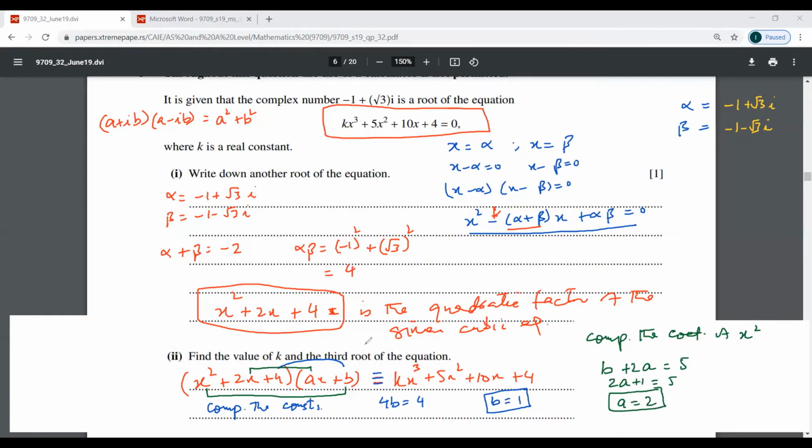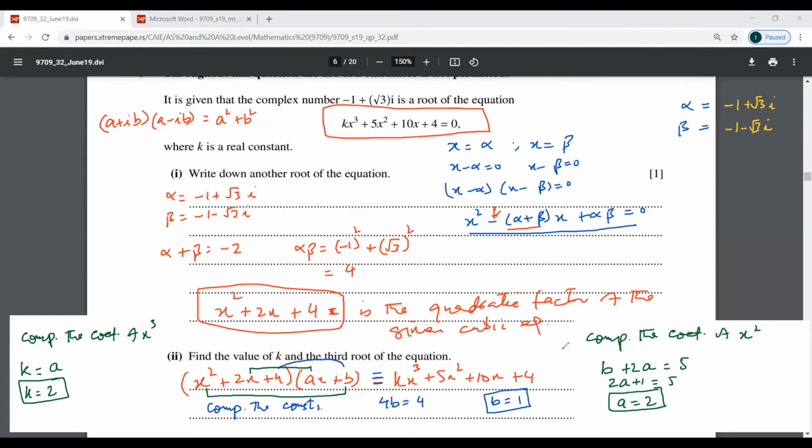And then you can simply compare the coefficients of x cubed. So you have kx cubed over here, okay? So this is k. And then you have ax cubed over here, that is going to be equal to a. So your k is going to be equal to 2.